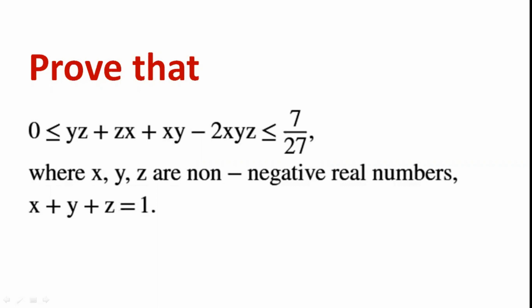Prove that 0 is less than or equal to yz plus zx plus xy minus 2xyz is less than or equal to 7/27, where x, y, z are non-negative real numbers. x plus y plus z equals 1.